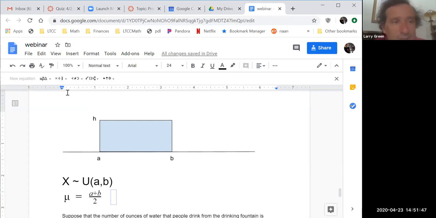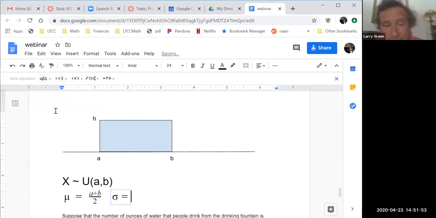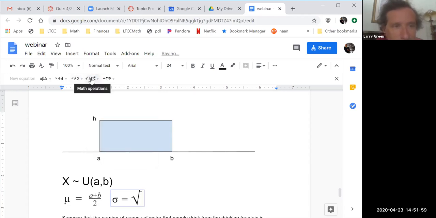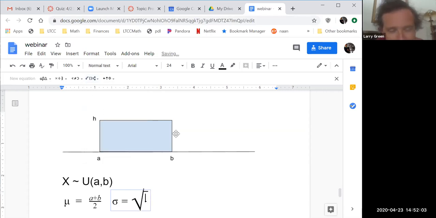So what I hope is you remember the symbol for standard deviation, and that is sigma. So sigma is the square root of the fraction of (B minus A) squared over 12.